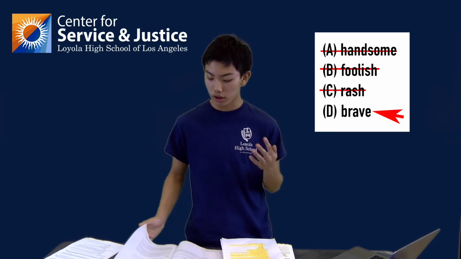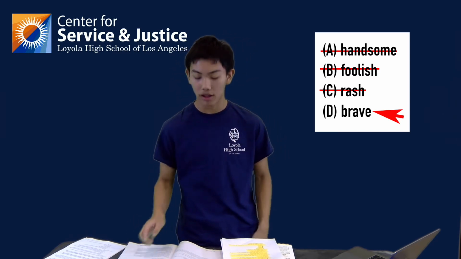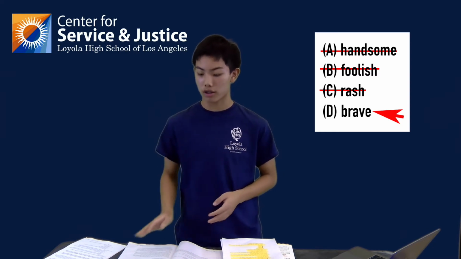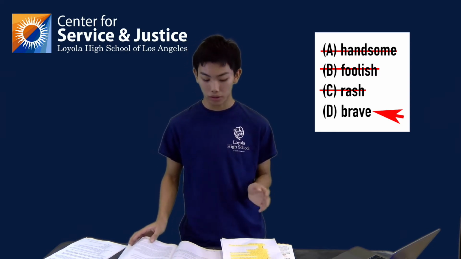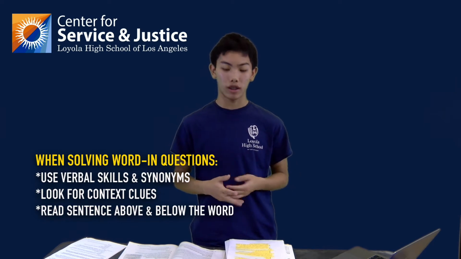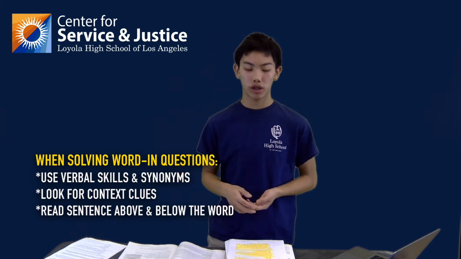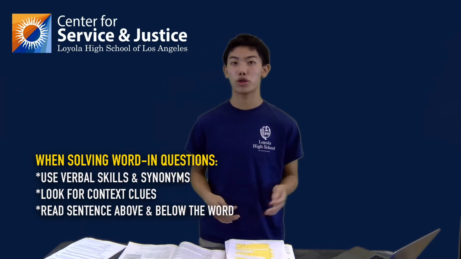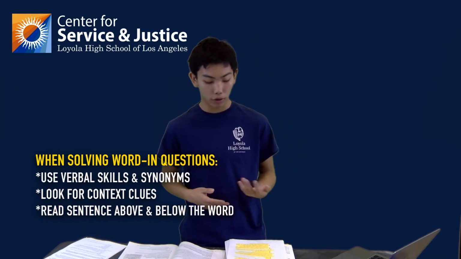Choice D is the correct answer because brave most associates with the word passive, innocent, and weak. You want a brave hero instead of a handsome hero because a brave hero helps save an innocent and weak heroine. So given the context clues, you want to use the word that most appropriately fits the answer. So basically, when solving these types of questions, you want to use verbal skills and synonyms and look for context clues and read sentences above and below so you get a full understanding of how the word is used.